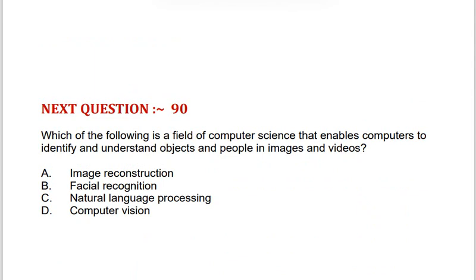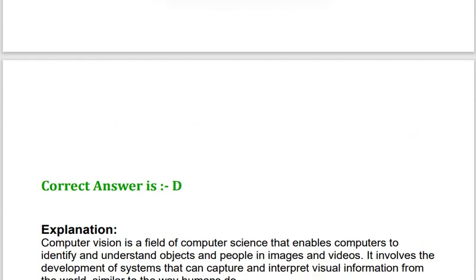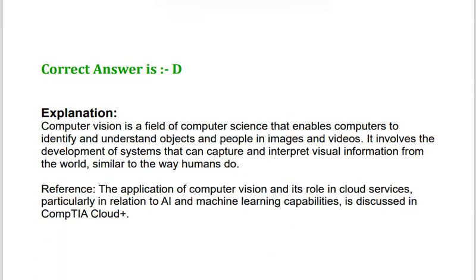Question is, which of the following is a field of computer science that enables computers to identify and understand objects and people in images and videos? Option A, image reconstruction. Option B, facial recognition. Option C, natural language processing. Option D, computer vision. Correct answer is option D.